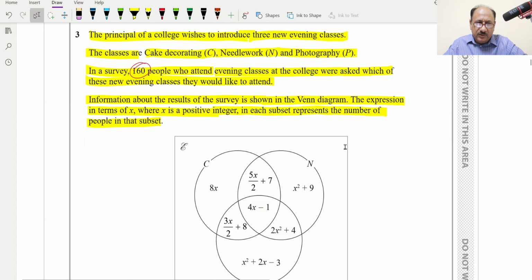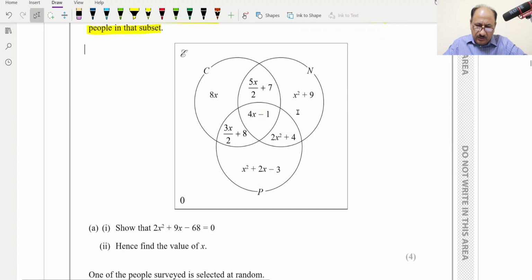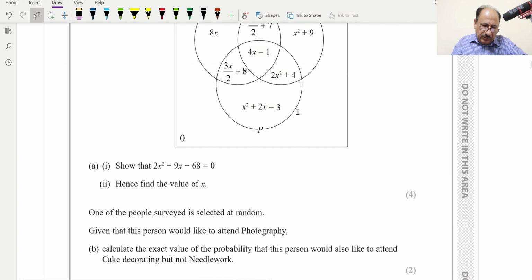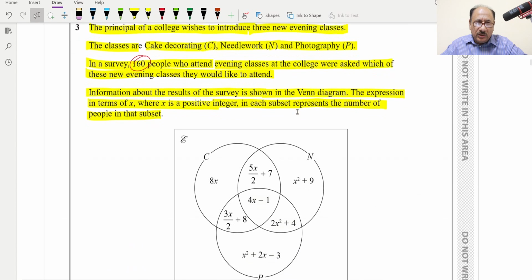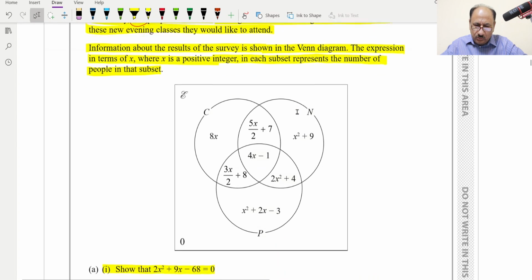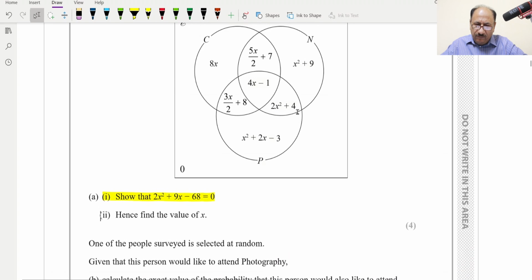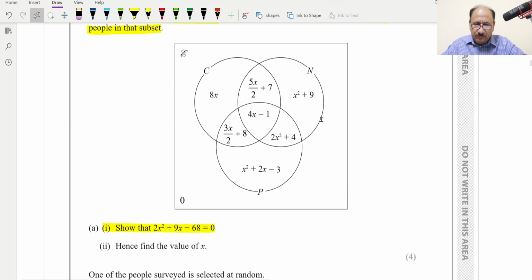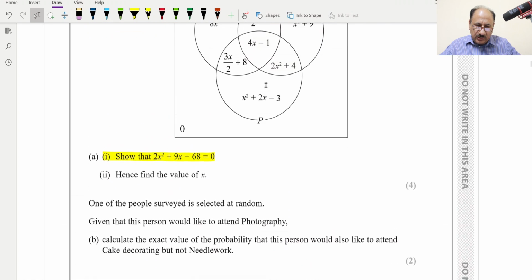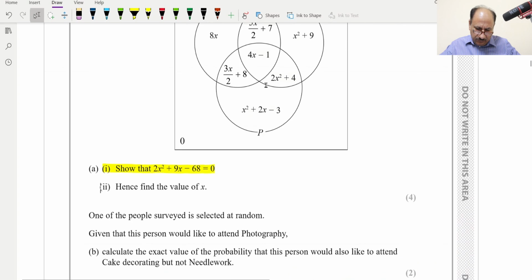And they have provided this Venn diagram, and part a is: show that this quadratic equation holds. So we know that the total is 160, so we can form the equation from this. Everything in this diagram should add up to 160. So we can rewrite this, starting from here, as 8x.